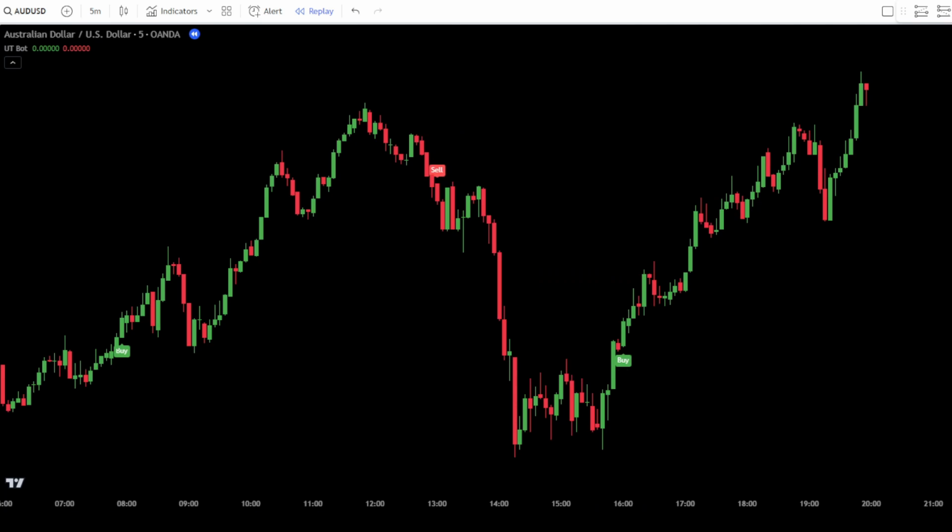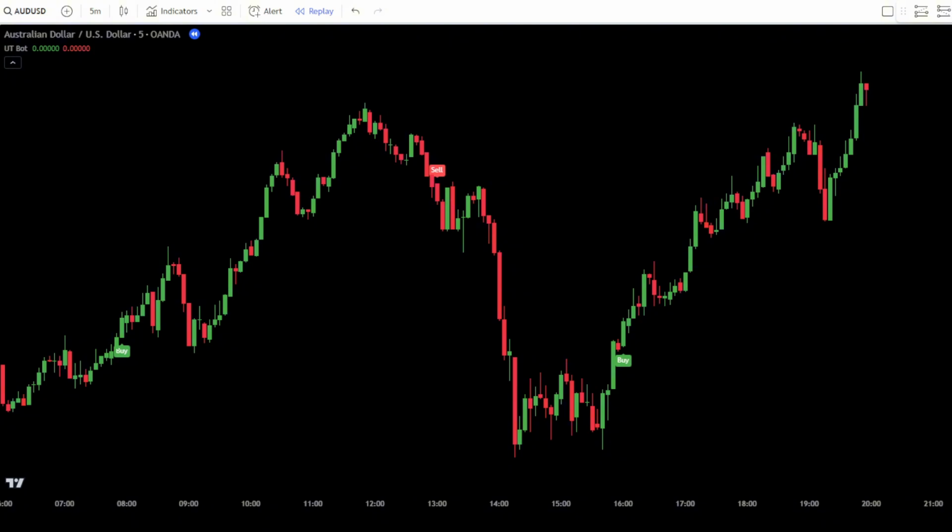This UT-bot indicator will be used as an entry trigger in the market, where you only need to follow the signals shown by the indicator. If the indicator gives a buy signal, that means it's a buy signal. On the other hand, if the indicator gives a sell signal, that means it's a sell signal.